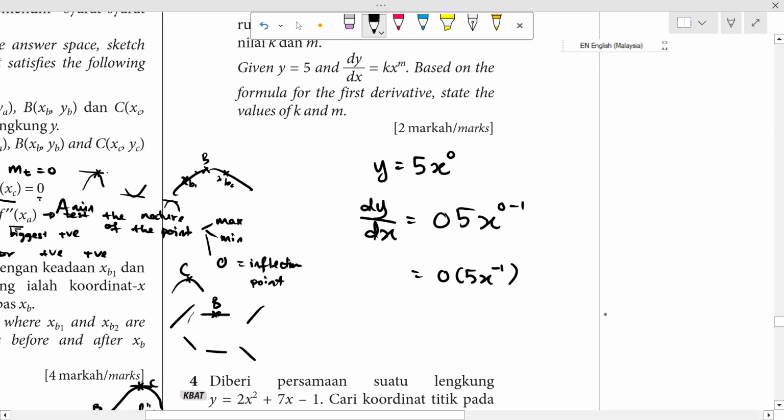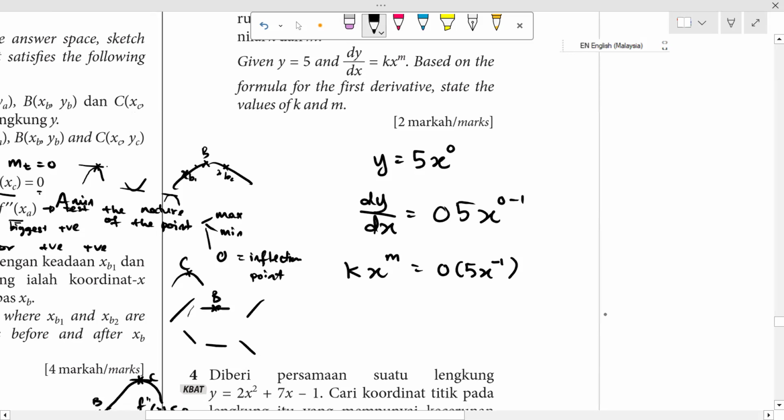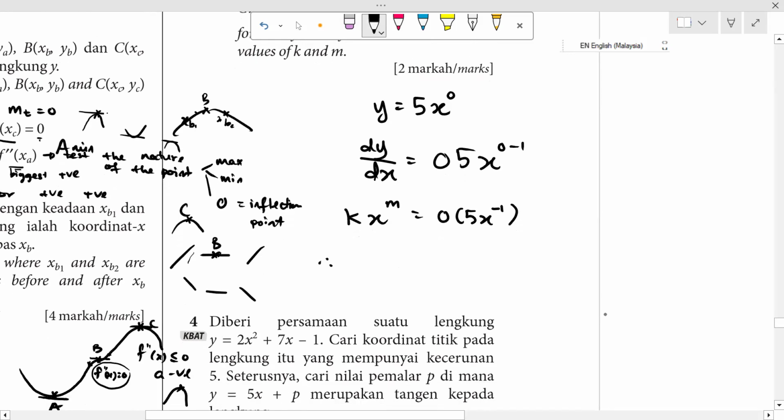Now you compare with k x to the power of m. Compare, isn't it your k is 0 and your m is actually negative 1? That's it.